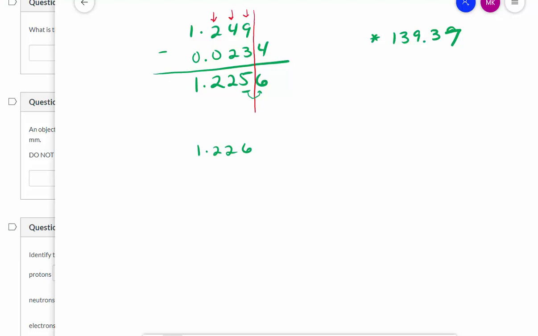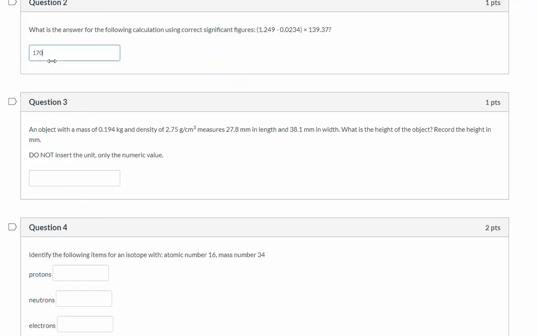Now we can multiply this by 139.37. And when I do that, I get 170.86762. But that's too many significant digits. We had 4 significant digits in this value, and we have 5 significant digits here. So we must round our answer to 4 significant digits. So I've underlined 4, and I look next door. So this would be recorded as 170.8.